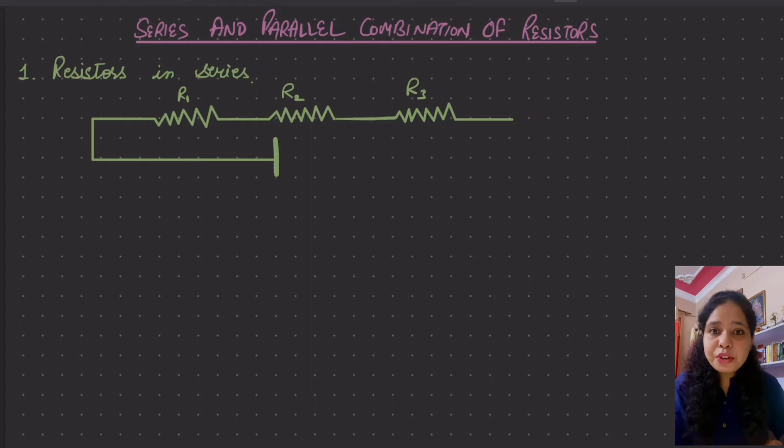So let us say we have connected this combination with a source of direct EMF, that is a DC voltage supply. So we have attached a battery with these resistors. Now these resistors are connected in series because the same current is going to flow through these resistors. Now from Ohm's law, we know V is equal to IR.